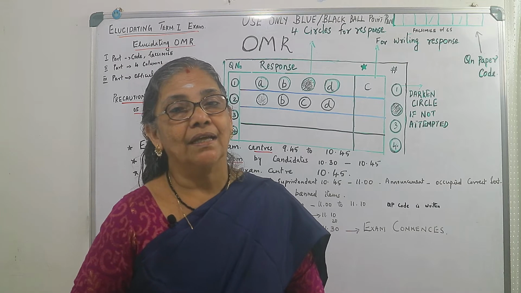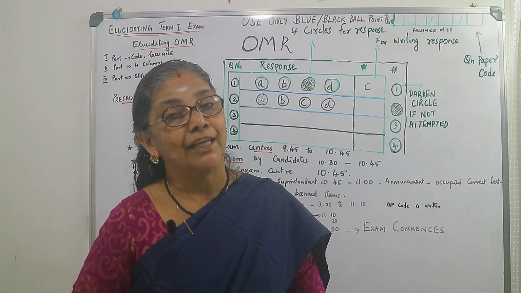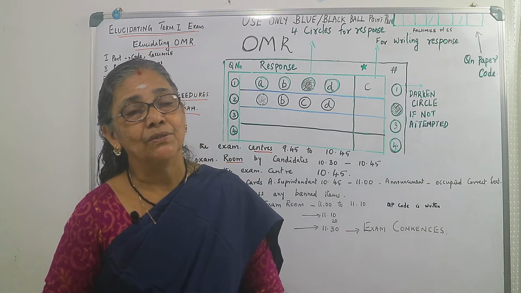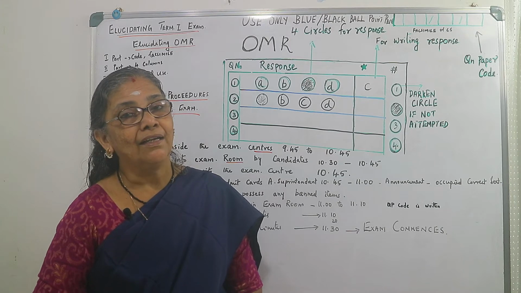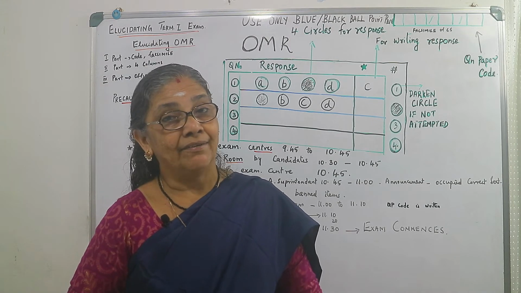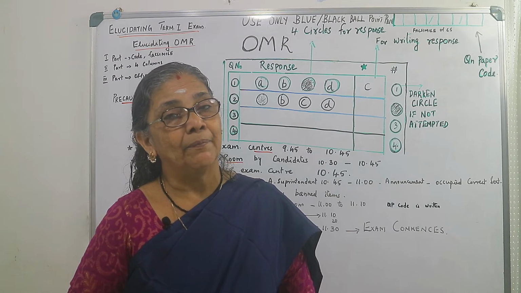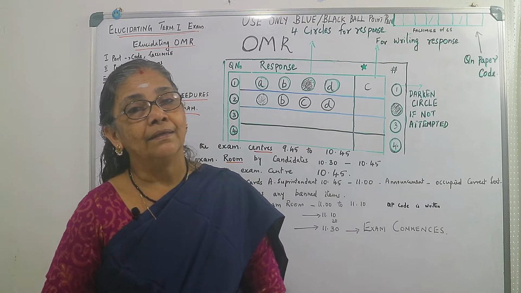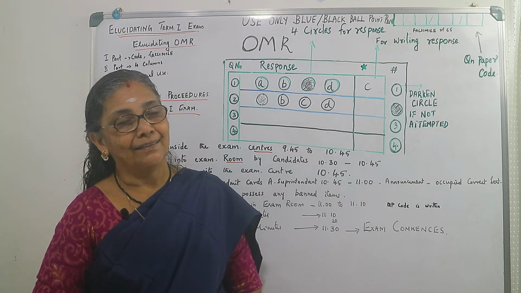Today's video is about elucidating, or empowering, or revealing the Term 1 examination. So it is empowering the officials. In order to conduct the Term 1 examination, several officials should be there: the observer, evaluator, deputy superintendent, center superintendent, assistant superintendent, like that.